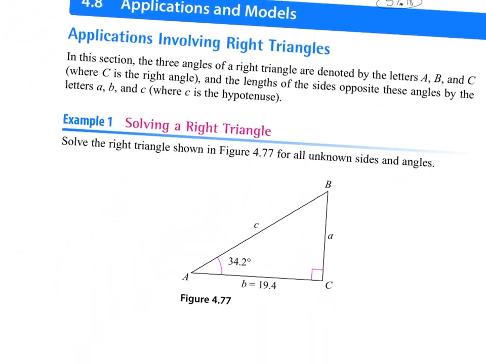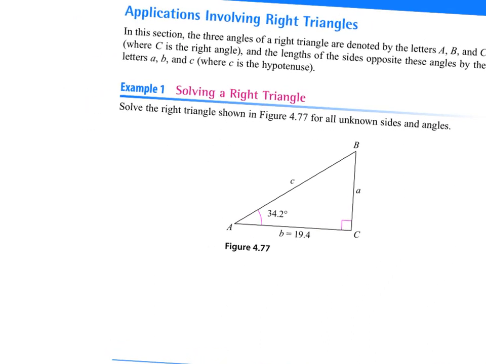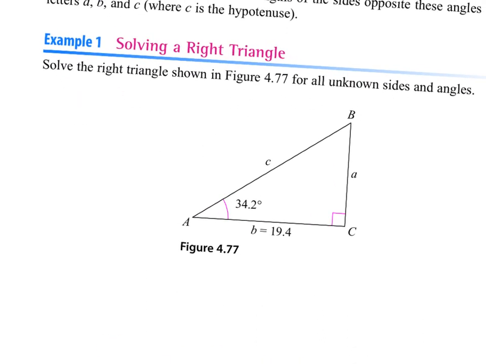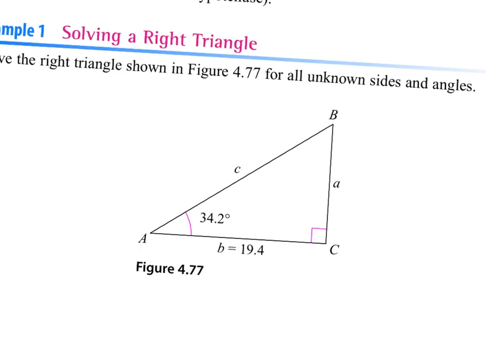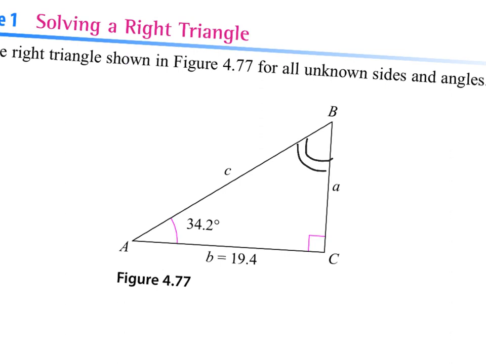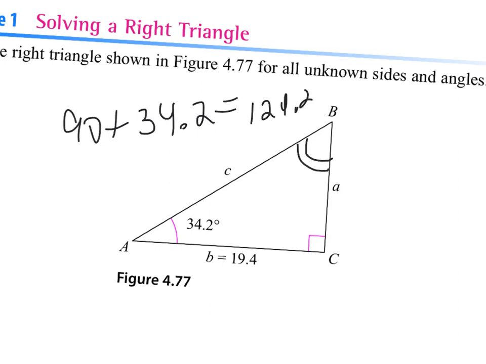So, if you're asked to solve this right triangle, guys, for all the unknown sides, there's a couple different things that you can do. First of all, you're going to solve for everything. How many degrees are in one whole triangle? 180. So let's figure out what angle B is. How would I do that? All right, so I have 90 plus 34.2, right? Equals what? 90 plus 34.2 is 124.2. So how do I figure out what B is?